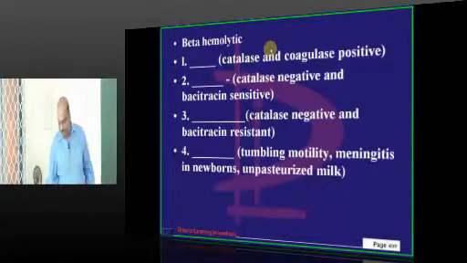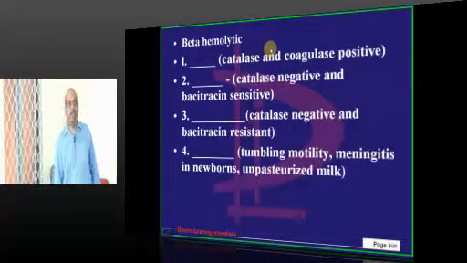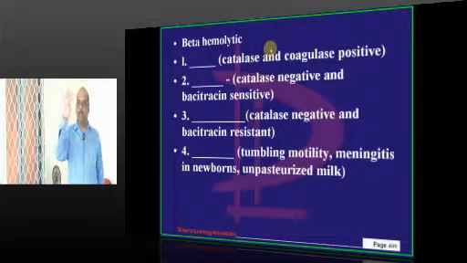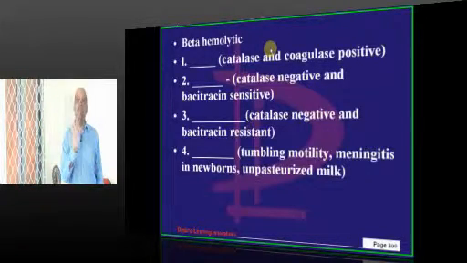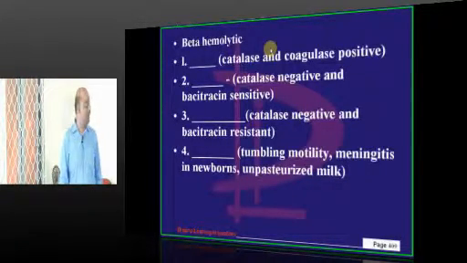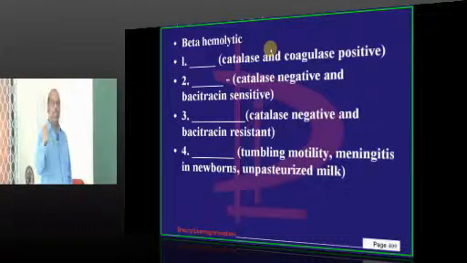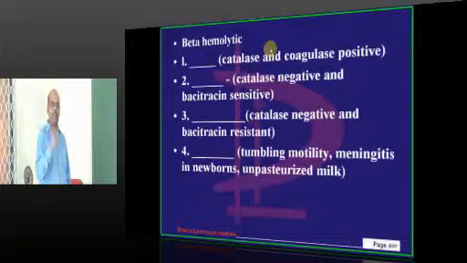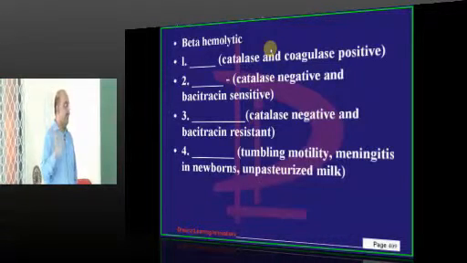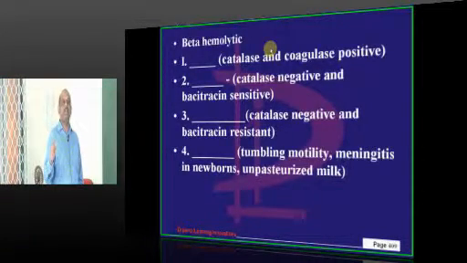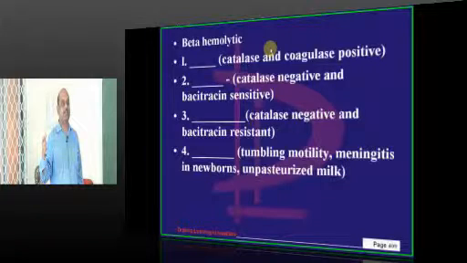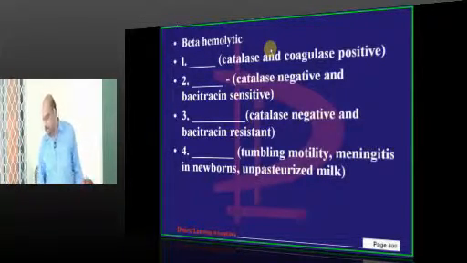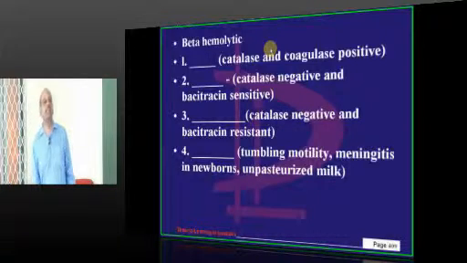Okay doc, I am back with microbiology for you. There are 4 organisms for which you are going to give me an answer. All 4 are beta hemolytic basically: catalase, coagulase positive; catalase negative, bacitracin sensitive; catalase negative, bacitracin resistant; tumbling motility, unpasteurized milk, beta hemolysis. You give me 4 answers that will make you pass microbiology.